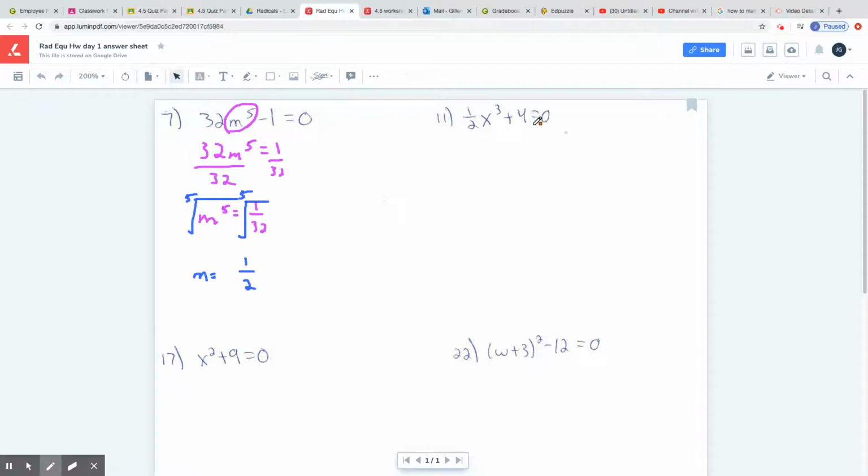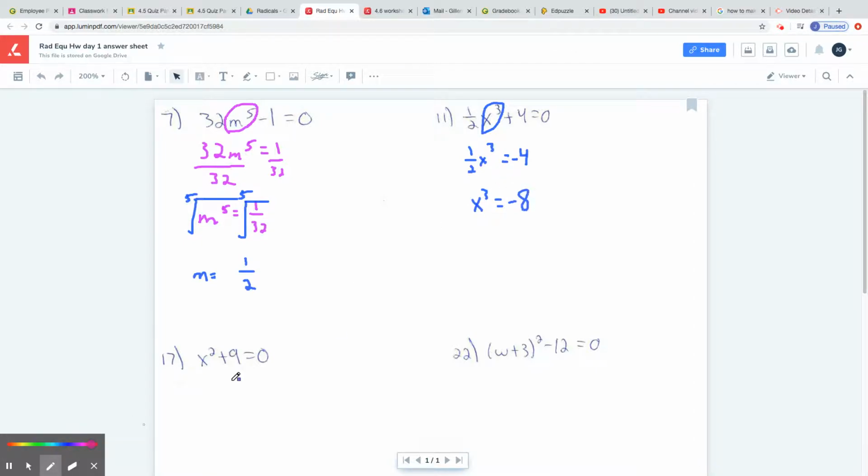Number 11. Now we're going to get the x cubed by itself. So first we're going to subtract 4. So 1/2 x cubed equals negative 4. Then we're going to multiply by 2 on both sides, because that's the reciprocal of 1/2. And I get x cubed equals negative 8.